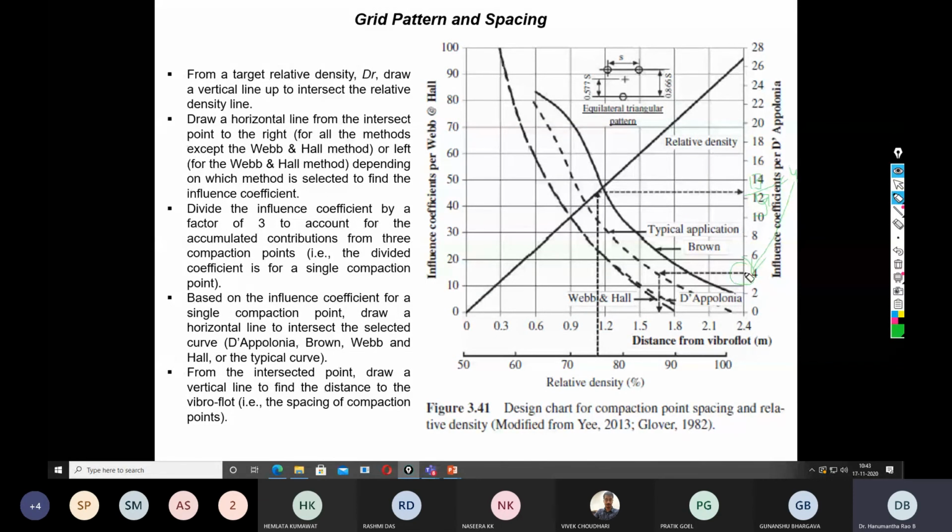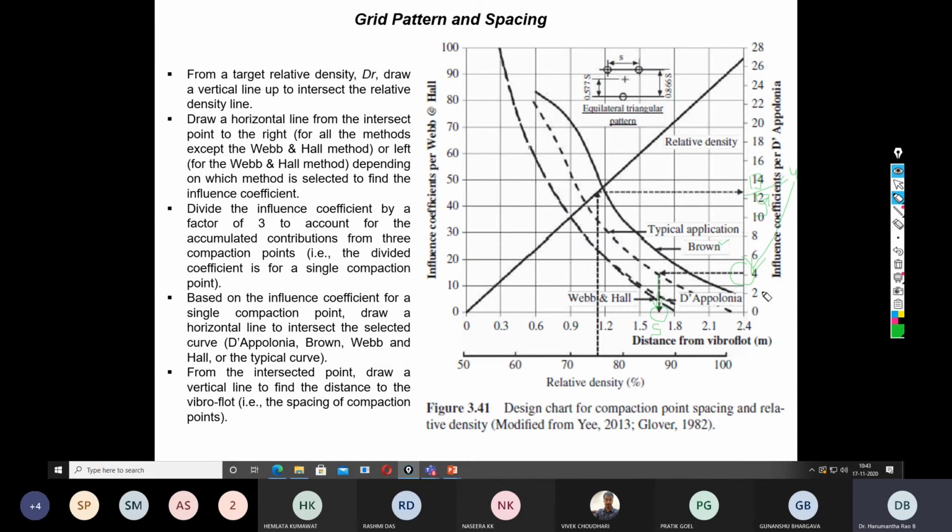So draw another horizontal line onto any of these three, depending upon the method you have selected, say Brown or Webb and Hall or D'Apollonia. Then wherever this horizontal line intersects these curves, from there you draw another vertical line onto the x-axis. So this gives the spacing. Yes, that you should adopt in real life.